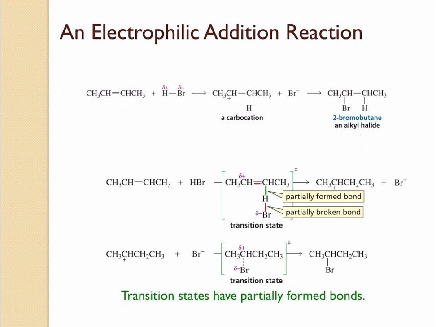In the second step, once the carbocation is formed, the Br minus is going to make a nucleophilic attack on this carbocation to form the new carbon-Br bond. Right? This is the new carbon-Br bond that is formed. So here in this transition state, this bond is getting partially formed, which is shown by the dotted lines. Okay, so in the transition state, the partially formed and partially broken bonds are shown by the dotted lines.